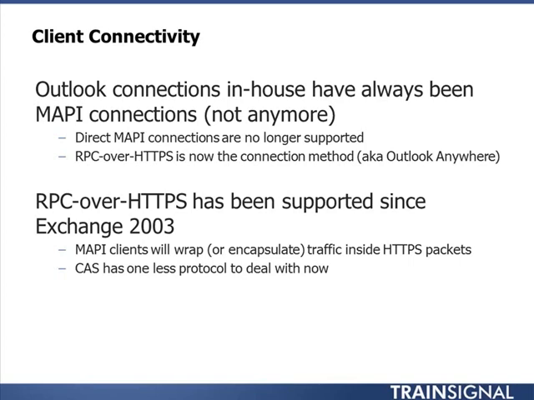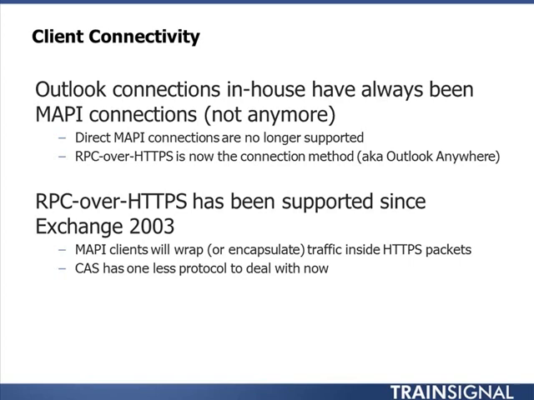Now, RPC over HTTPS or Outlook Anywhere has been supported since Exchange 2003. But you might say, yes, I've worked with this, and it has been supported, but the only purpose was to allow for an Outlook client that was outside of the organization to connect directly into Exchange without having to go through a VPN. Well, that's all well and good. Your Outlook clients would wrap or encapsulate MAPI traffic inside of HTTPS packets, and then it would connect in without going through a VPN.